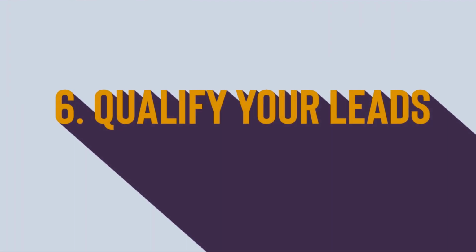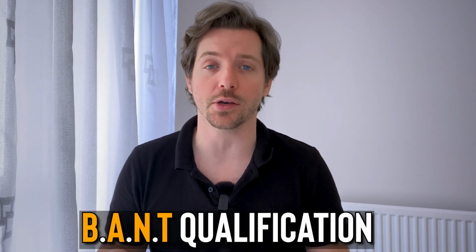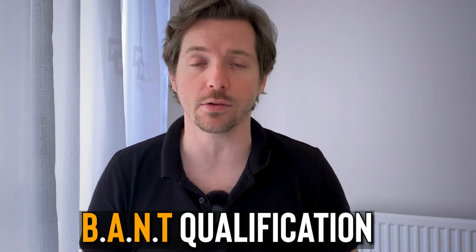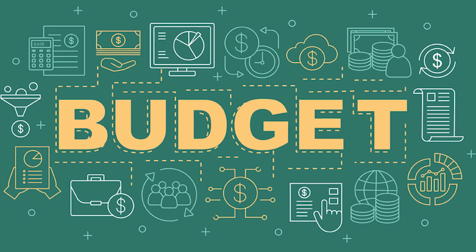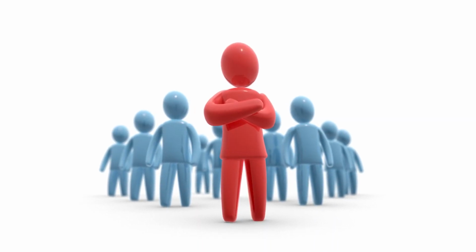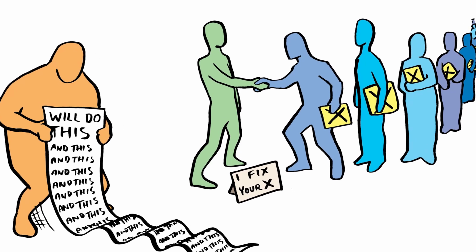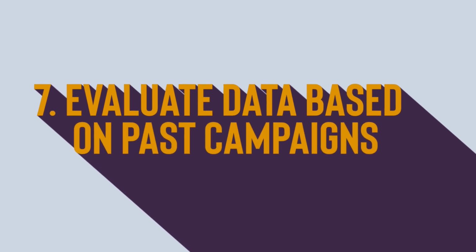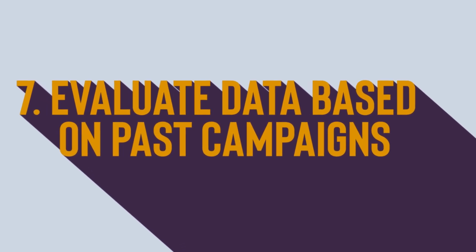Then you're going to qualify the leads. Typically, I'm looking for BANT qualification. You want to make sure the people that you're talking to have the budget to buy. They have the authority to make the purchase decision. They have a need for what you're selling, and they have the timing. They're ready to buy now. The best way to do that is on the qualification call after a meeting is booked. So typically we're trying to meet with everyone that we email. And then you're going to evaluate the data based on past campaigns and get better.